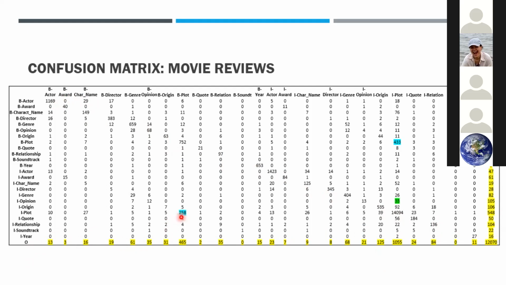Another type of tag where we notice stronger mislabeling is I plot labeled as a B plot. Obviously, there is a strong crosstalk between these closely related labels. It's not surprising. Also, B plot gets mislabeled as I plot. That's also not surprising. This label, which is I opinion, gets mislabeled as I plot. And why it happens is because there are just not enough instances of this label. So this class is not well trained because of the low support of this tag in the data.